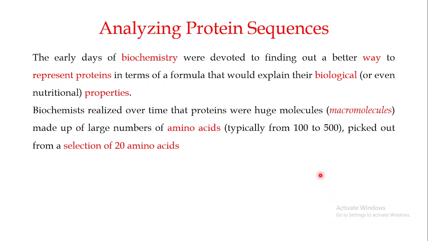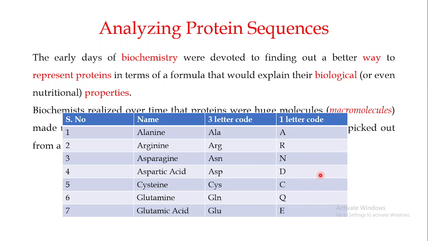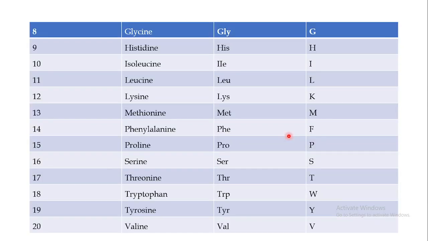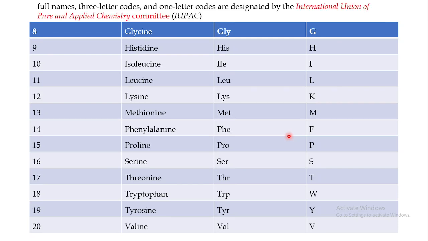Then I showed you this whole table which represented the full names of the amino acids, their 3-letter code, and their 1-letter code for all of the amino acids that are used in the synthesis of proteins. I told you that these full names, 3-letter codes, and 1-letter codes are designated by the International Union of Pure and Applied Chemistry Committee.